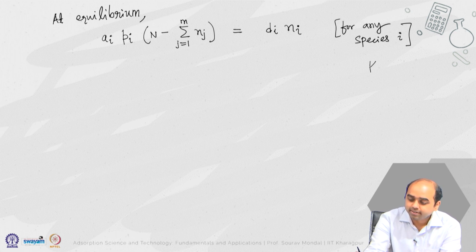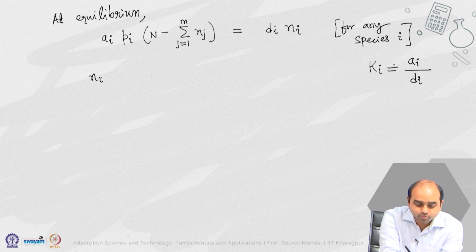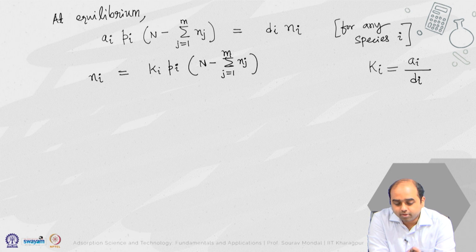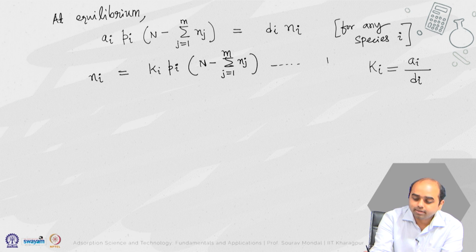Let us also define the equilibrium constant for this particular species as Ki, which is the ratio of the adsorption rate to the desorption rate. So, in this case we can define small ni as equal to Ki Pi. Now, on the left hand side and on the right hand side, in both cases we have this small nj, within the summation term. So, let us call this equation 1.